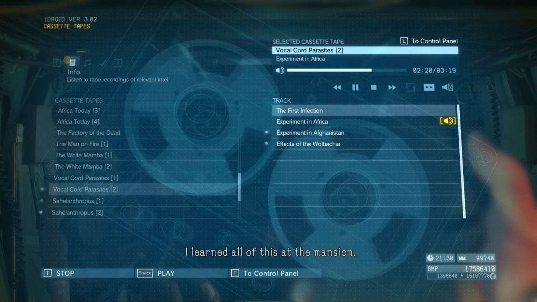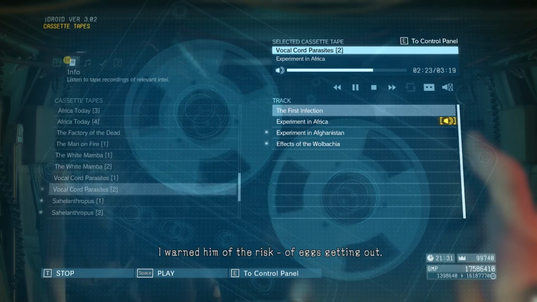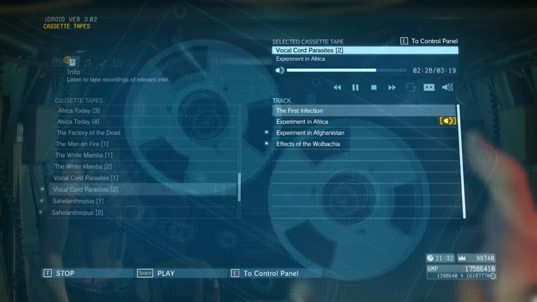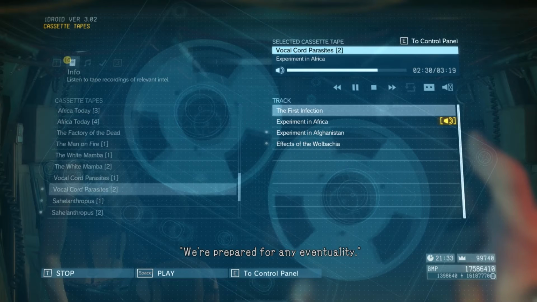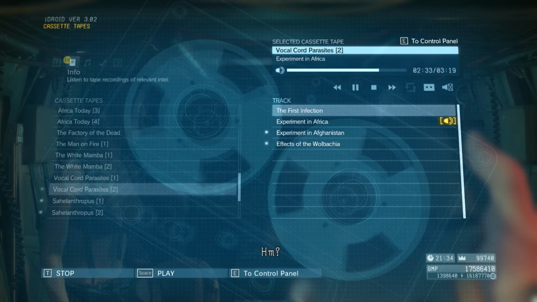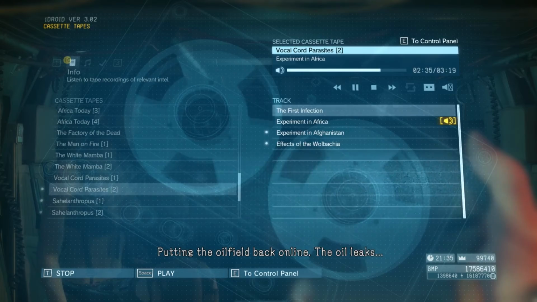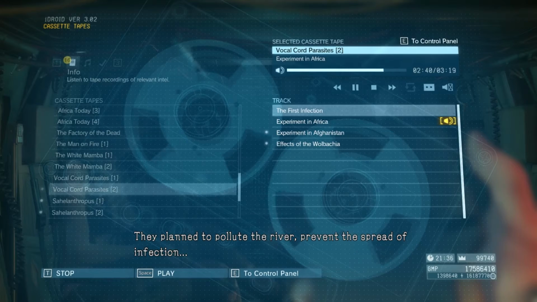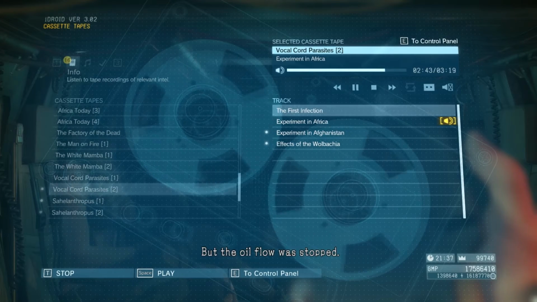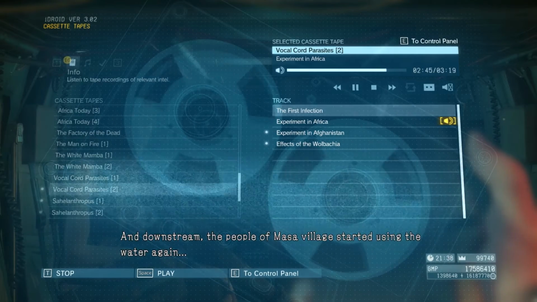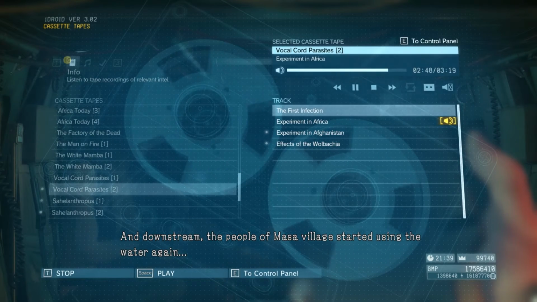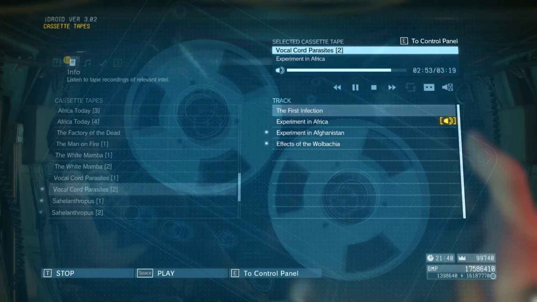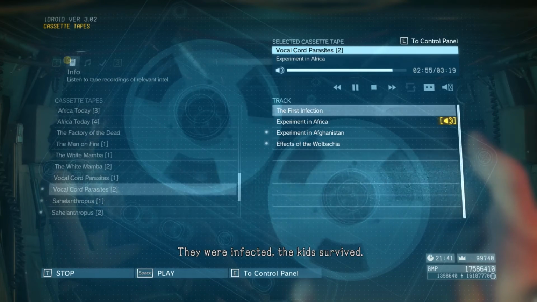I learned all of this at the mansion. I warned him of the risk of eggs getting out. And? We are prepared for any eventuality. I get it. Putting the oil field back online, the oil leaks, sir. They plan to pollute the river, prevent the spread of infection. But the oil flow was stopped, and downstream the people of Masa village started using the water again. The PF soldiers deployed at the village were locals, spoke Kikongo. They were infected, and the kids survived.